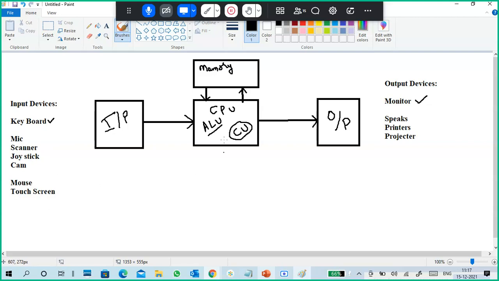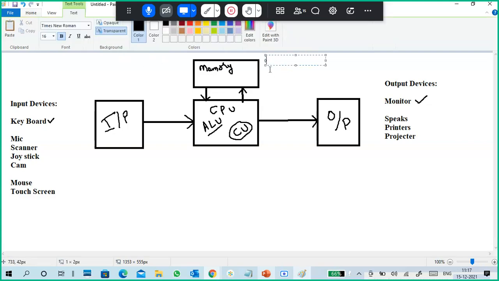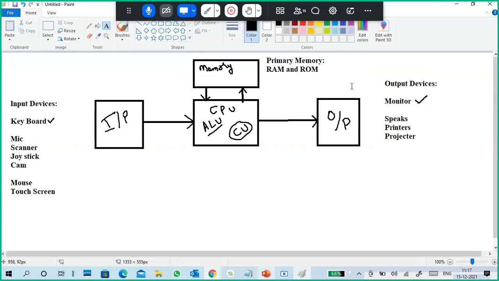Okay, so memory. There are two types of memories. The first one is primary memory. What are the primary memories? RAM and ROM. I will write secondary memories on this side.